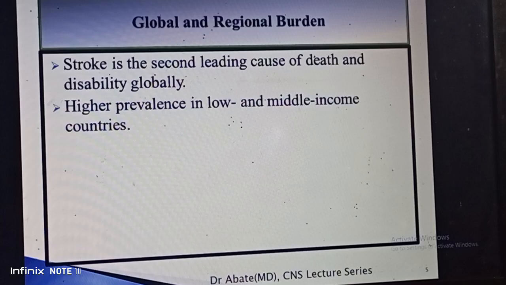Its prevalence is currently increasing in low and middle income countries because of changes in the living conditions of the developing and middle income countries, changes in economy, and unhealthy sedentary ways of life, and most of the people don't have awareness about the prevention mechanisms of cardiovascular disease. That's why the prevalence of stroke is increasing in low and middle income countries currently.